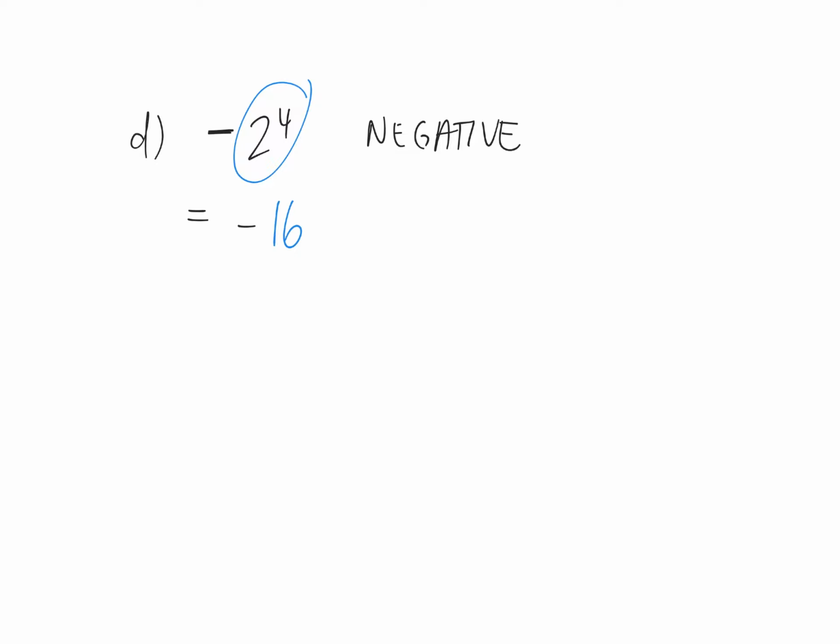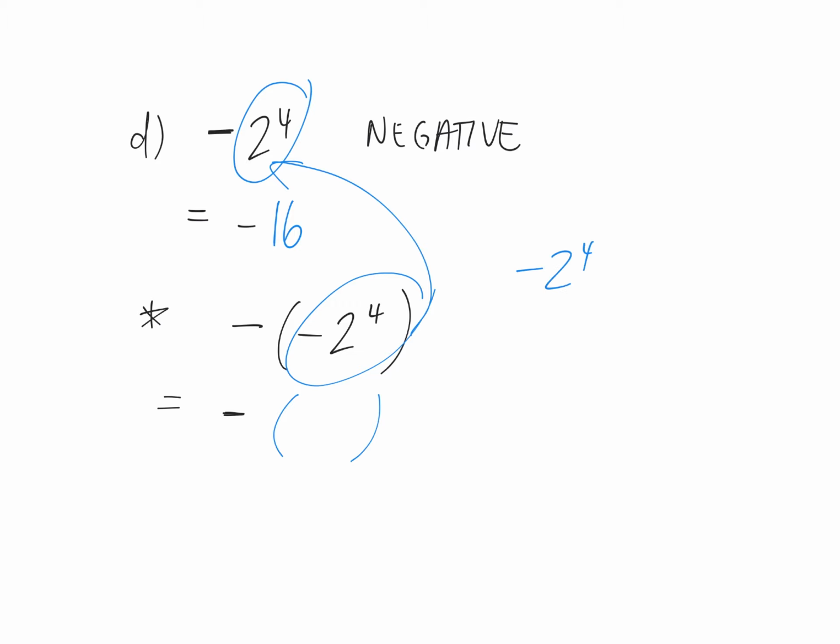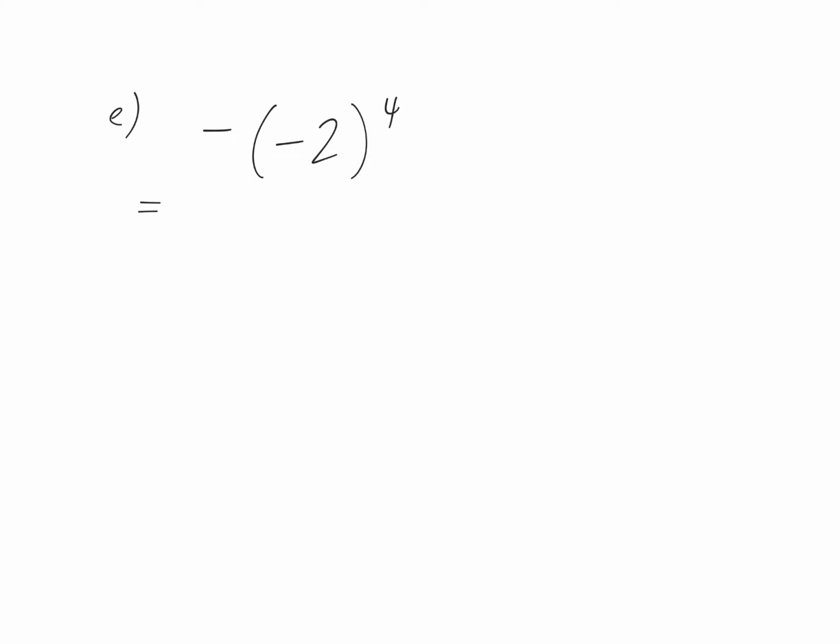If I did this, let me change the question. Actually wait, hold on. Let's do this. Can you figure this one out? So we would have a negative outside the bracket, and then we're going to simplify what's in the bracket. Well, we already did that here. We did negative 2 to the power of 4 over there. What is it? It's negative 16. Good. So then our final answer would be a negative times a negative, which is a positive 16. Okay? Good. So we keep the negative here, and you simplified this first.